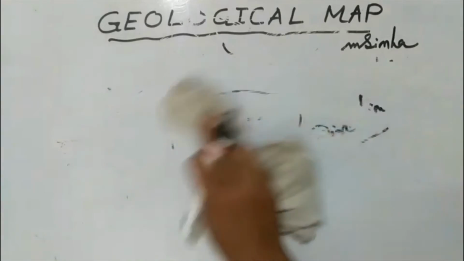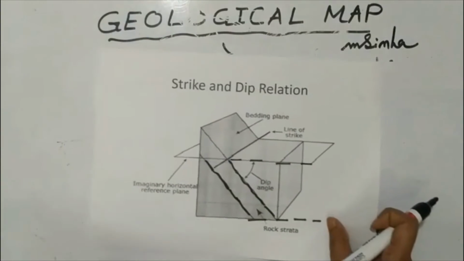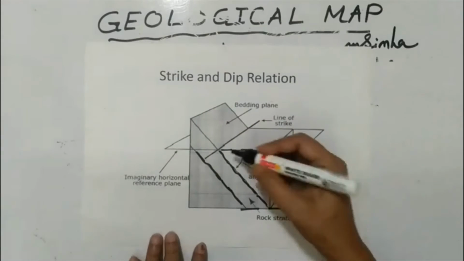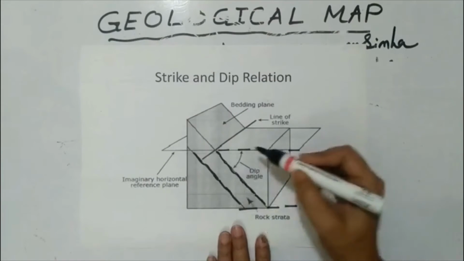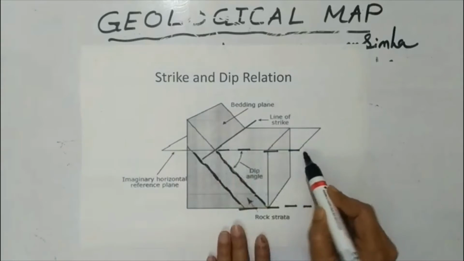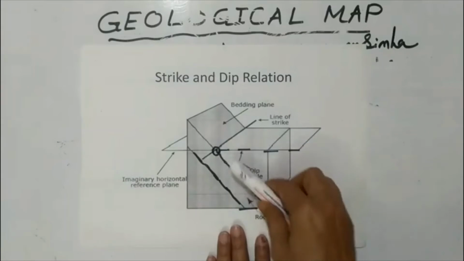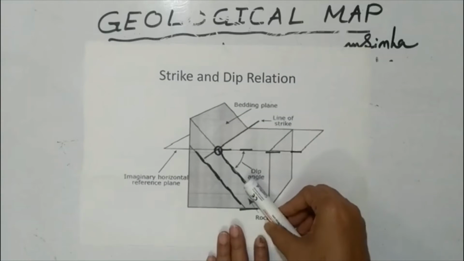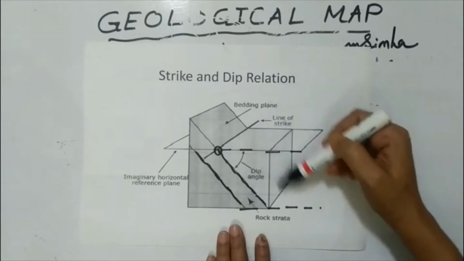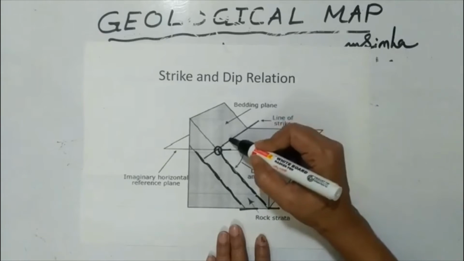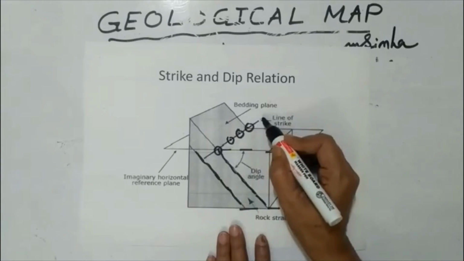Suppose here this is the dip, and this is the horizontal plane. Dip and horizontal plane intersect at that point. Suppose this is the 2D diagram I have plotted on paper. In reality, there are lots of dips, lots of rock beds, and all intersect along this line. If we connect that line, we get the strike line.